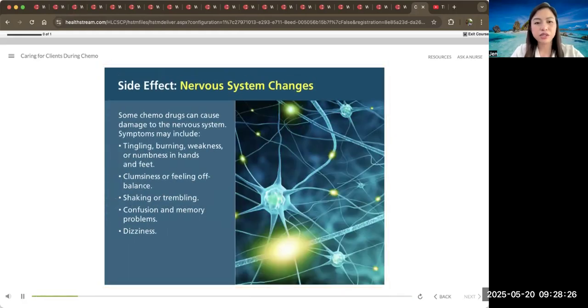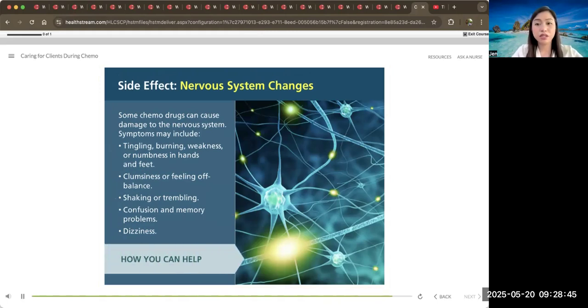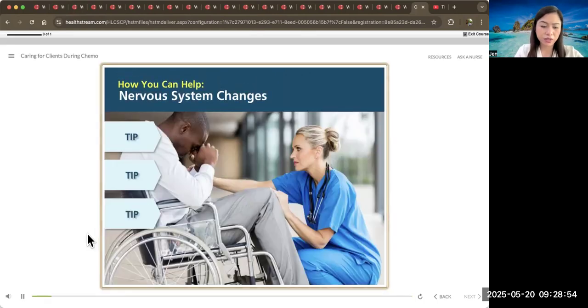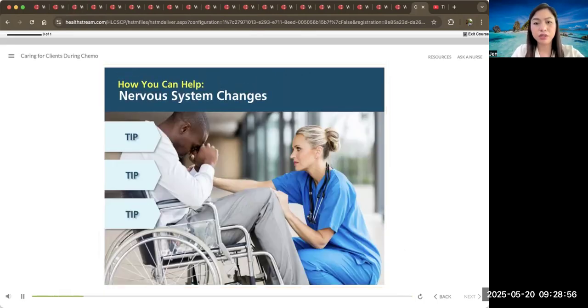Nervous system changes. Some chemo drugs can cause damage to the nervous system. Symptoms may include tingling, burning, weakness, or numbness in hands and feet, clumsiness or feeling off balance, shaking or trembling, confusion and memory problems, dizziness. So these are common side effects. One of my clients, as I mentioned earlier, complained of dizziness, and that is part of the side effects of the chemotherapy drugs.